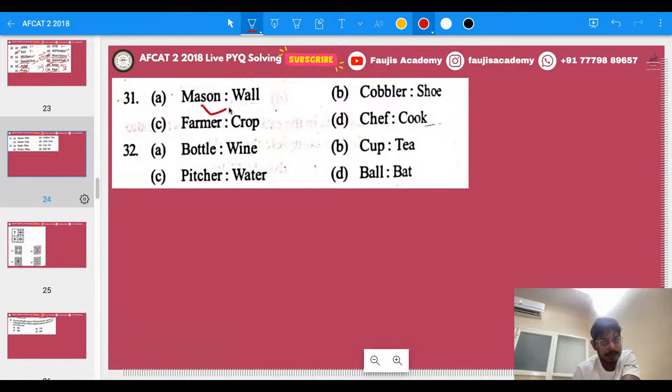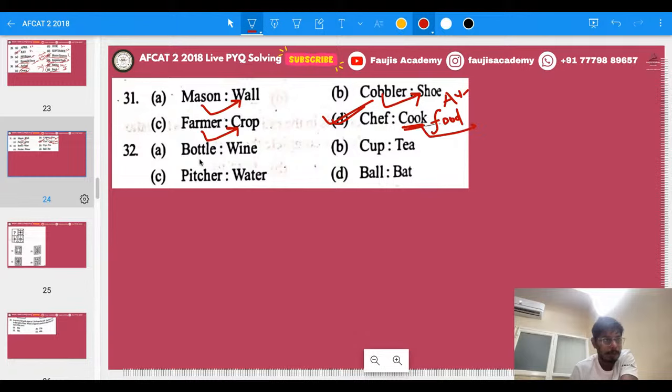Mason builds wall. Cobbler mends shoe. Farmers work with crops. What does chef work with? Chef works with food. Cooking is a process, it's an act, right? 31, right? So we'll go ahead with D.